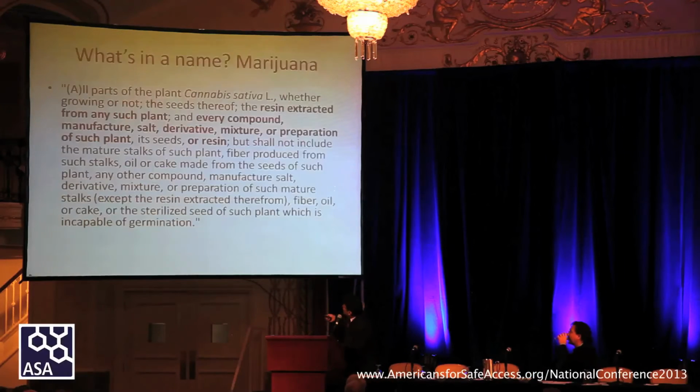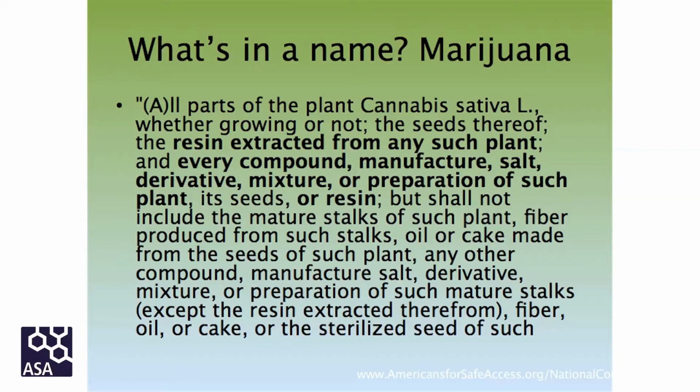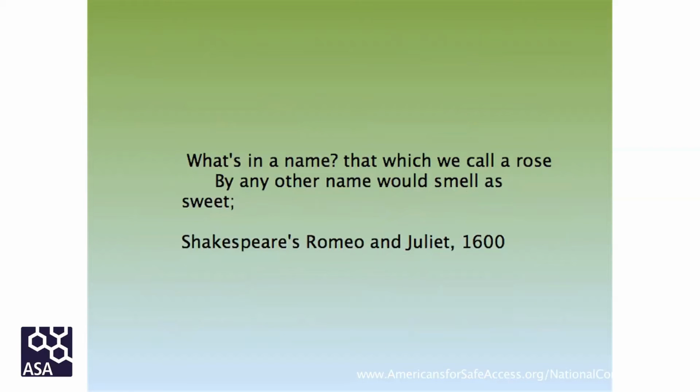So remember, what's in a name: any compound, any resin, any salt, derivative, mixture, or preparation of the plant marijuana is marijuana. Keep that in mind. I thought I'd put in Shakespeare's Romeo and Juliet, 1600: what's in a name, that which we call a rose by any other name would smell as sweet.